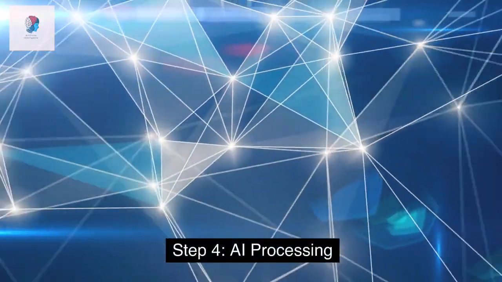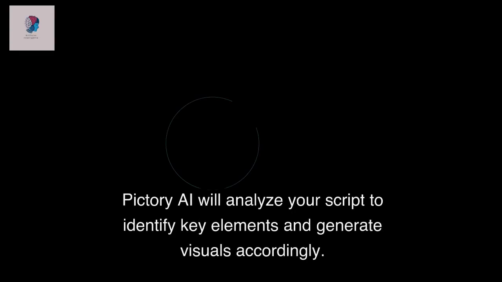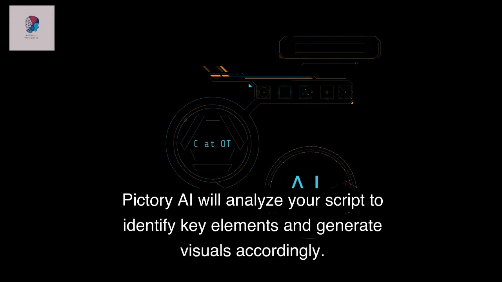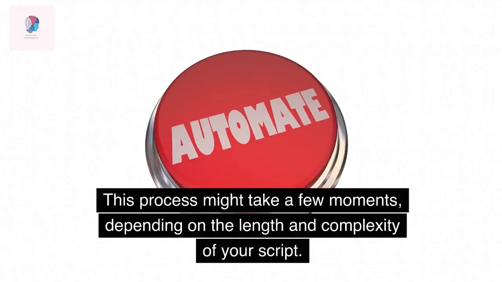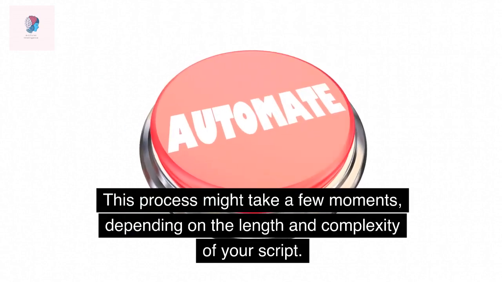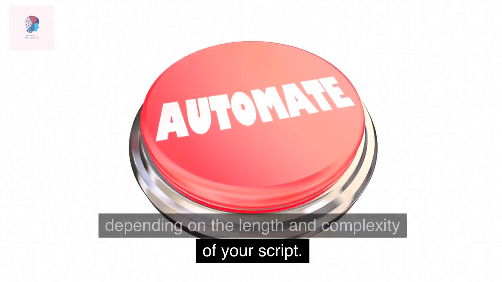Step 4. AI Processing. Pictory AI will analyze your script to identify key elements and generate visuals accordingly. This process might take a few moments, depending on the length and complexity of your script.